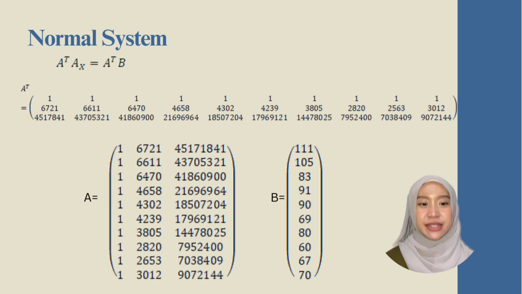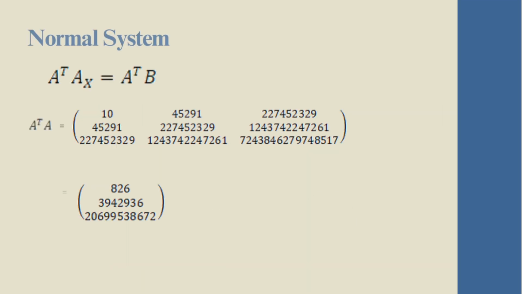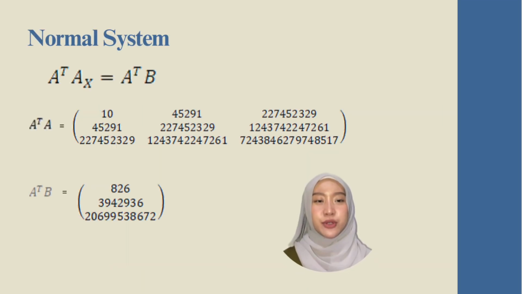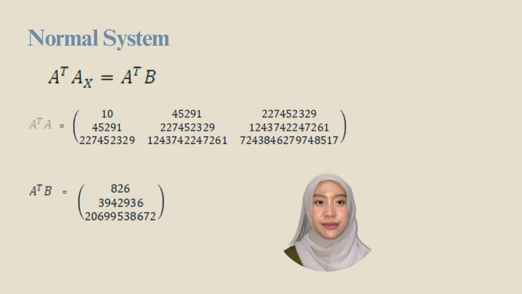By using the normal system, we have to apply the identity, which is A transpose A X equal to A transpose B. Firstly, list out the matrices for A transpose, A and B. Next, multiply A transpose with A, then we get a 3 by 3 matrix. Then we find A transpose B, we get a 3 by 1 matrix.